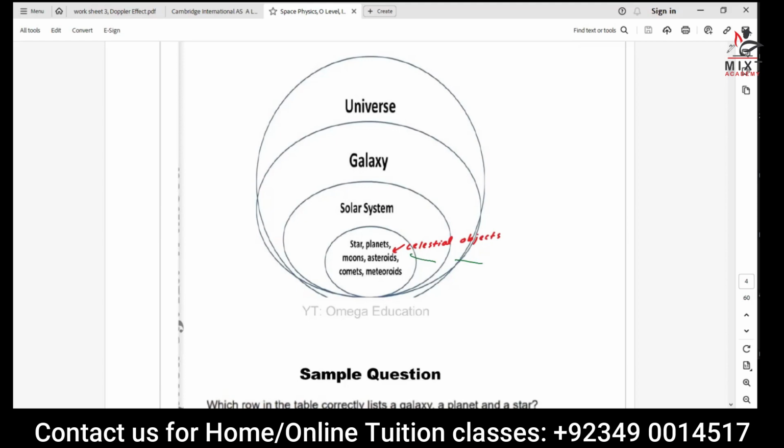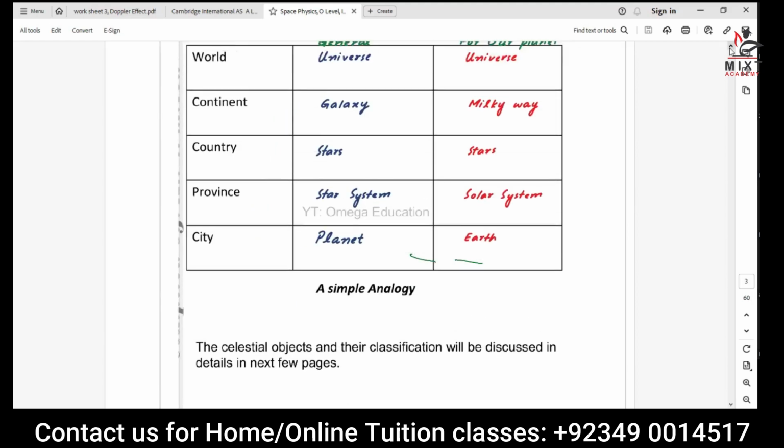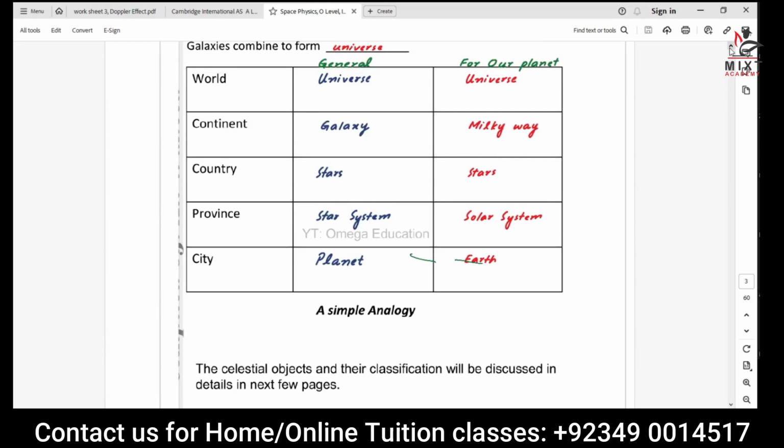We will discuss more details. Just to give you an idea, for example, our address consists of city name, province, country, continent, and world. So our planet is like our city where we live. Two or more planets form a star system, right? Country is a star system, continent is a galaxy, and world acts as a universe.